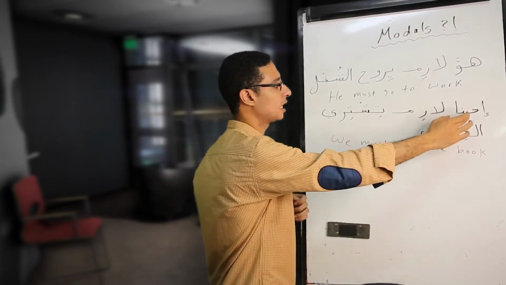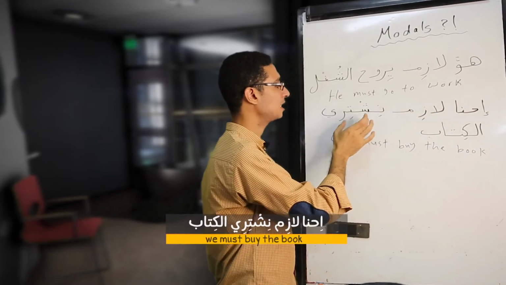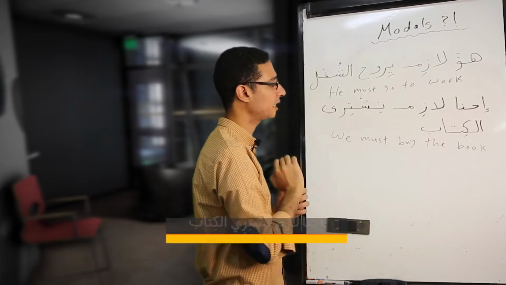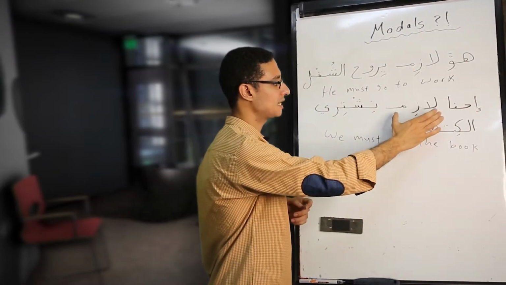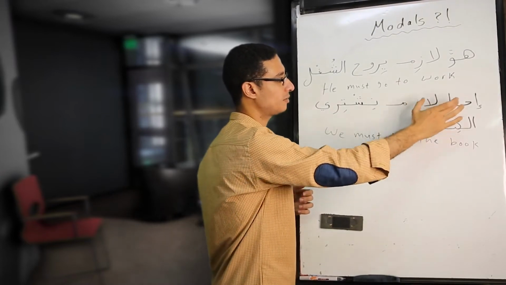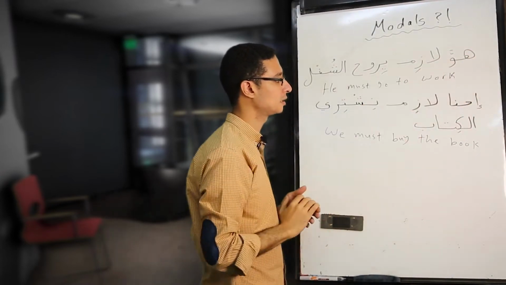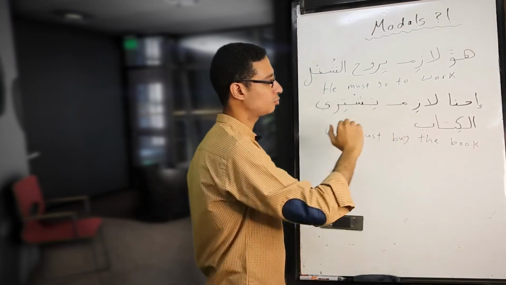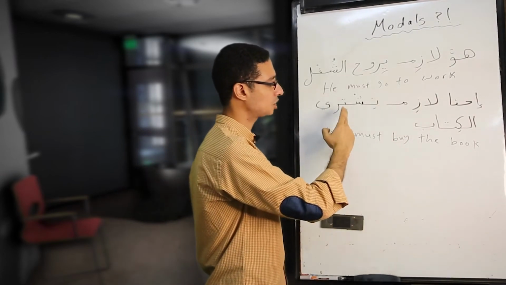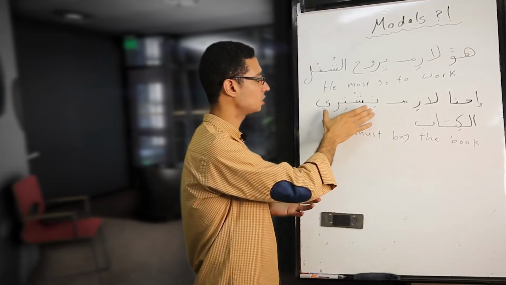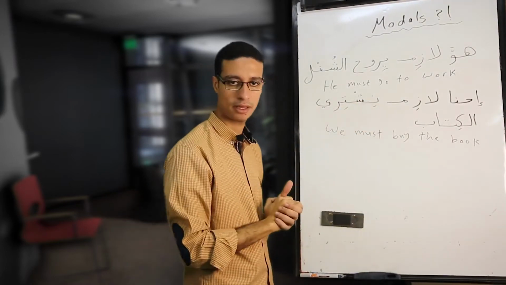Another example, احنا لازم نشتري الكتاب. الكتاب, the book, نشتري, we buy. لازم, it's a must. So here لازم, it didn't change. It's the same with احنا, هو. Okay, it doesn't change with the subject. So احنا لازم نشتري الكتاب, we must buy the book. And of course نشتري doesn't have the باء.